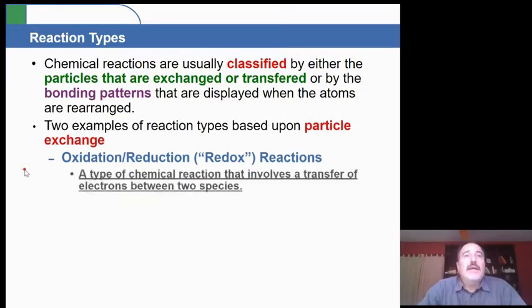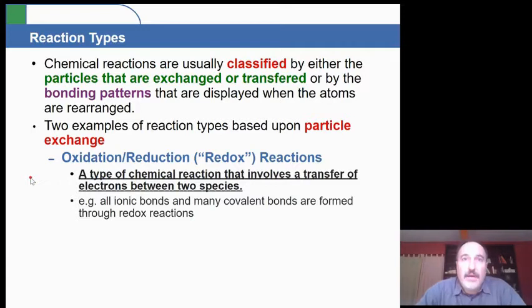In this, basically, it's a type of chemical reaction that involves the transfer of electrons between two different species. And all ionic bonds and many covalent bonds are formed through redox reactions. Okay. Remember, ionic bonds, definitely you're thinking, okay, yeah, for sure, something's going to get exchanged. Metals are going to lose electrons, non-metals gain electrons. That makes sense.